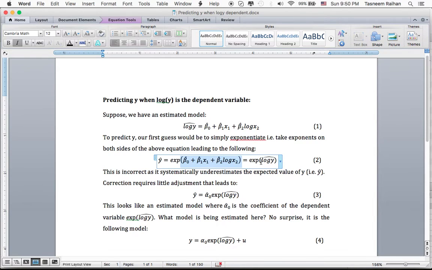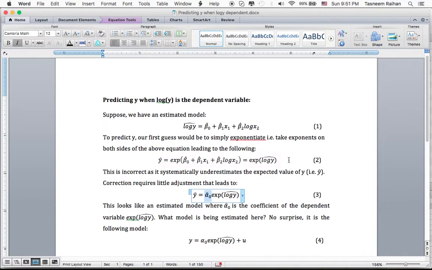This is not correct, because this usually leads to systematic underestimation of the expected value of y, that is y hat. It typically underestimates y hat. But it turns out that it requires a very little adjustment, which will help us get rid of this systematic underestimation. So that little adjustment leads to an estimated model like this: y hat equals, so we have the same model as equation 2, that is y hat equals exponent of log y hat, but we have an extra term here which is alpha naught hat.